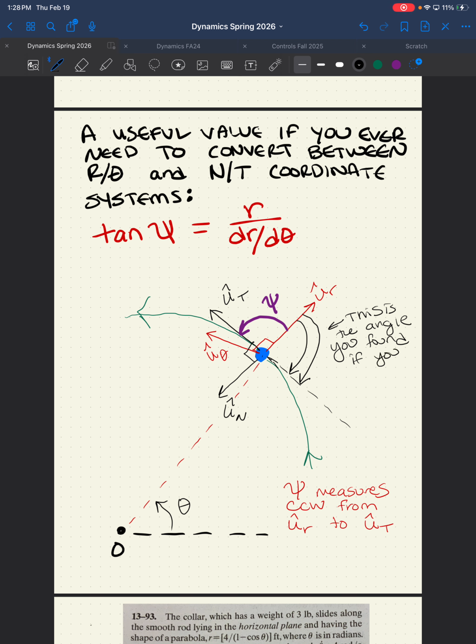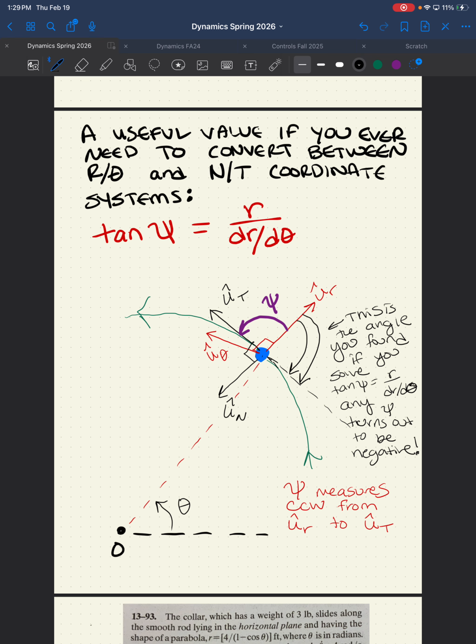Can I find r dot? Can I find r double dot? Well, we're going to have to do some chain rule, but the answer is yes. Okay? So here's what you're going to be tempted to do. You're going to be tempted to say, my sum of forces equals mass times acceleration. And you might say something like, this is P in the u hat t direction plus something like N in the u hat n direction.